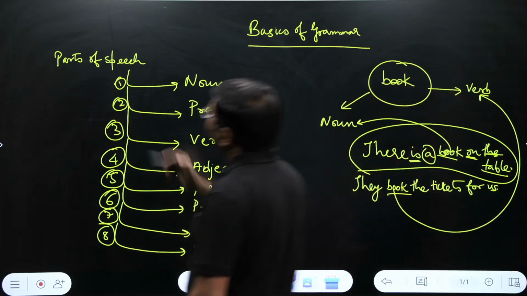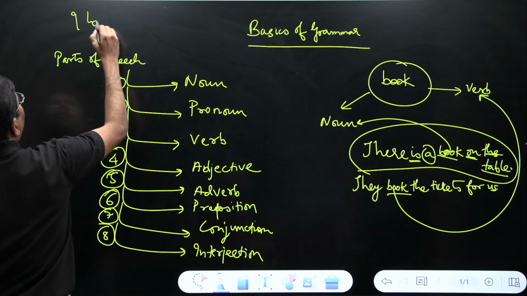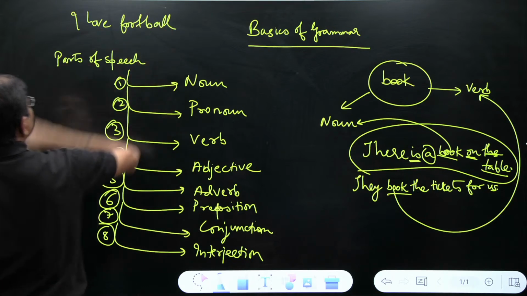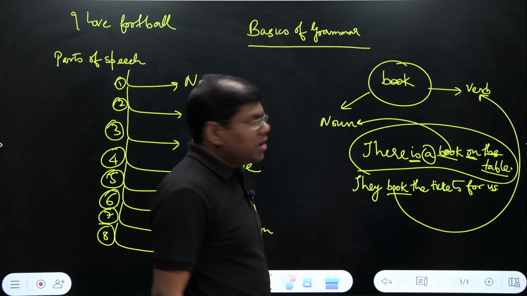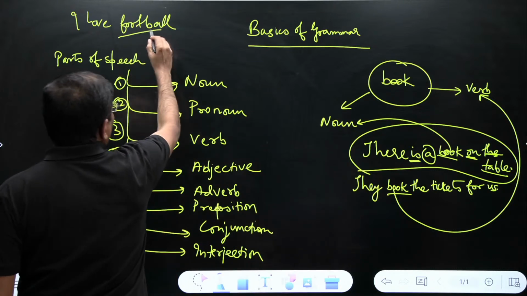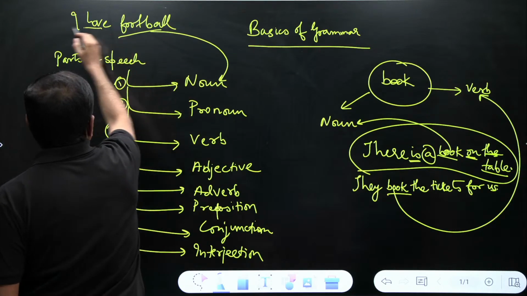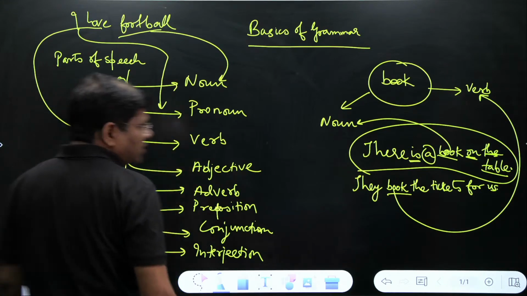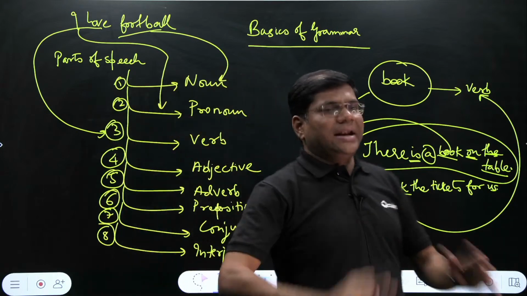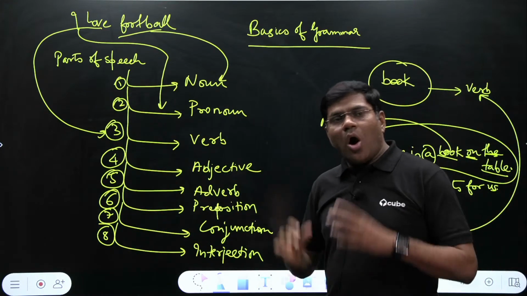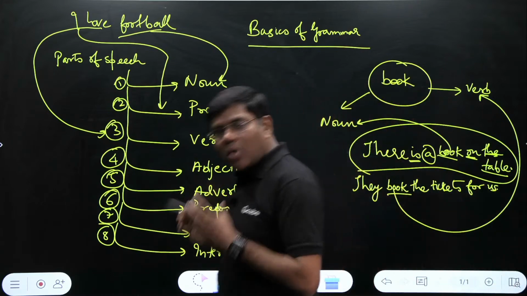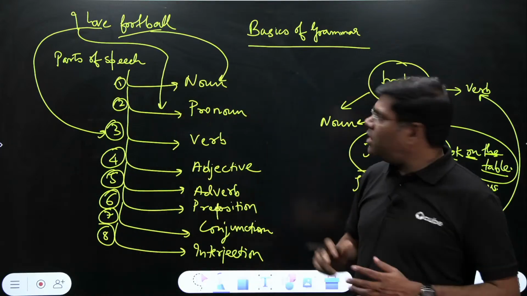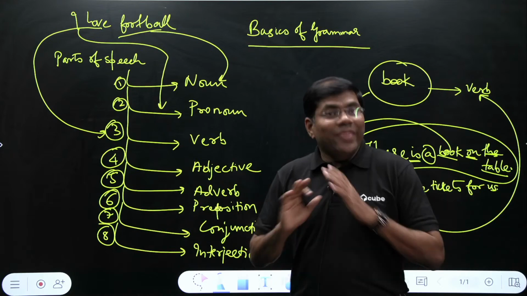For example, I love football, correct? When you say I love football, in this case, the word football is a noun, the word love is a verb, the word I is a pronoun. Brilliant. Any sentence, no matter how small or how large or how long the sentence is, each word in that sentence could be one of these, nothing out of this.